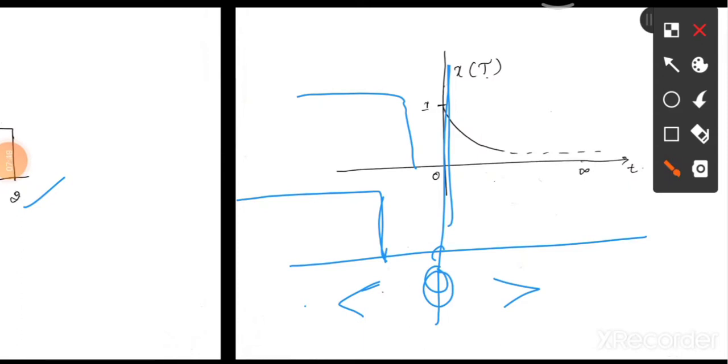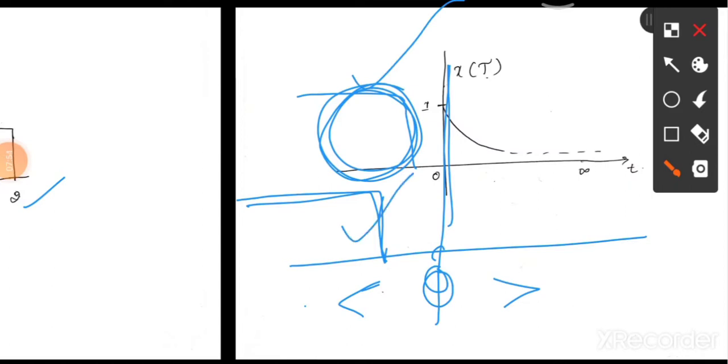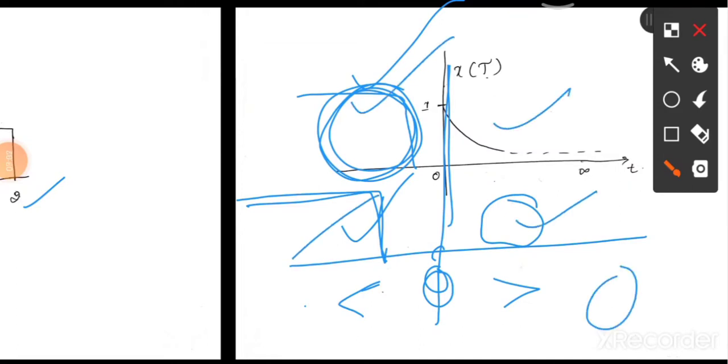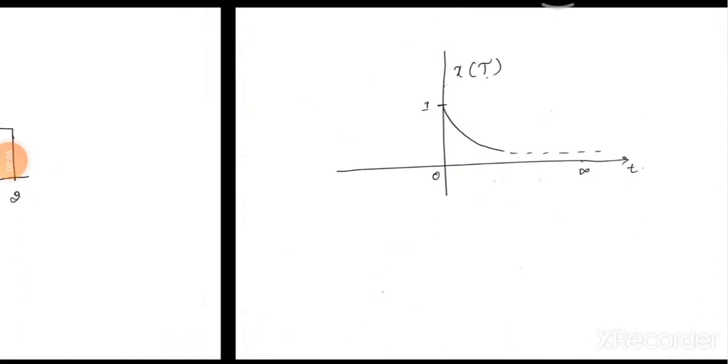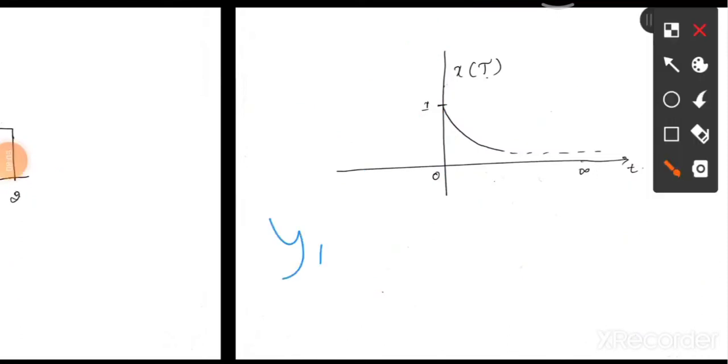If you place it here and multiply, in the first signal, on this side less than 0, the signal is 0. In the second signal, after 0, the signal is 0. When you multiply 0 with this signal, it is also 0. A signal with a 0 signal is also 0. Therefore, y1 of t, the first case, will be equal to 0.